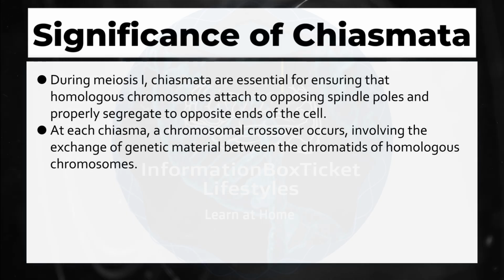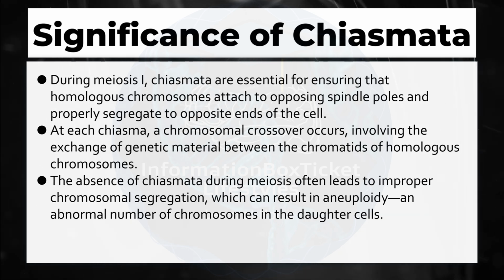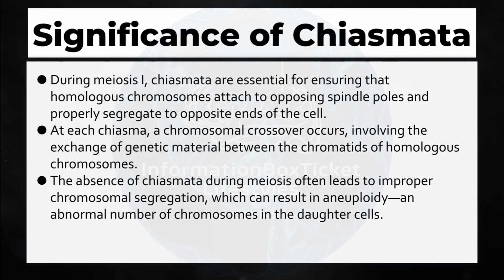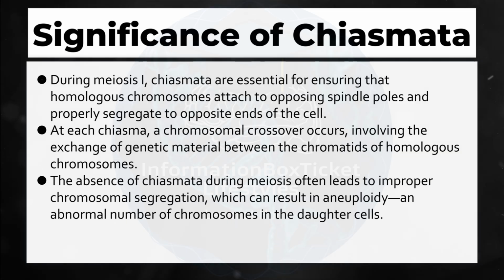At each chiasma, a chromosomal crossover occurs, involving the exchange of genetic material between the chromatids of homologous chromosomes. The absence of chiasmata during meiosis often leads to improper chromosomal segregation, which can result in aneuploidy, an abnormal number of chromosomes in the daughter cells.